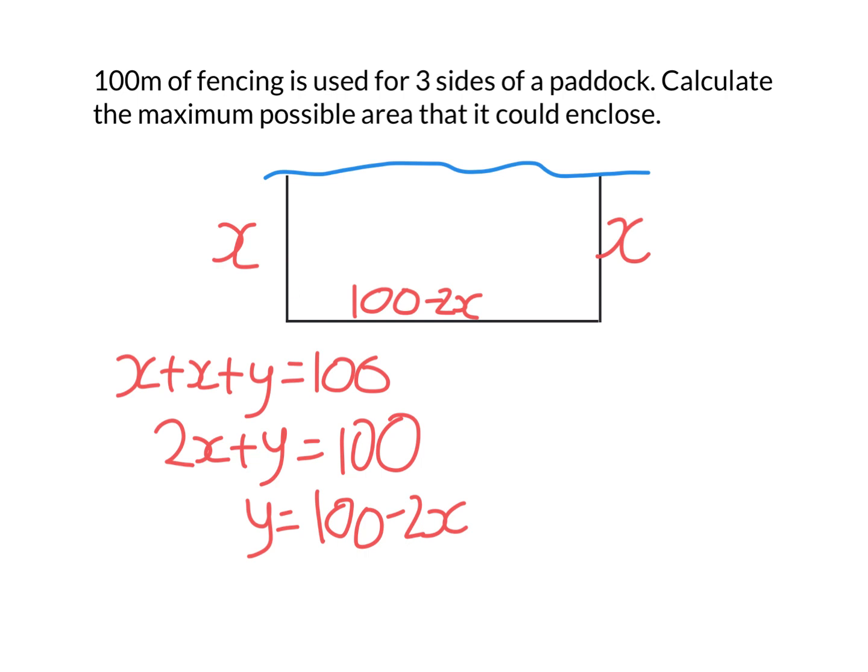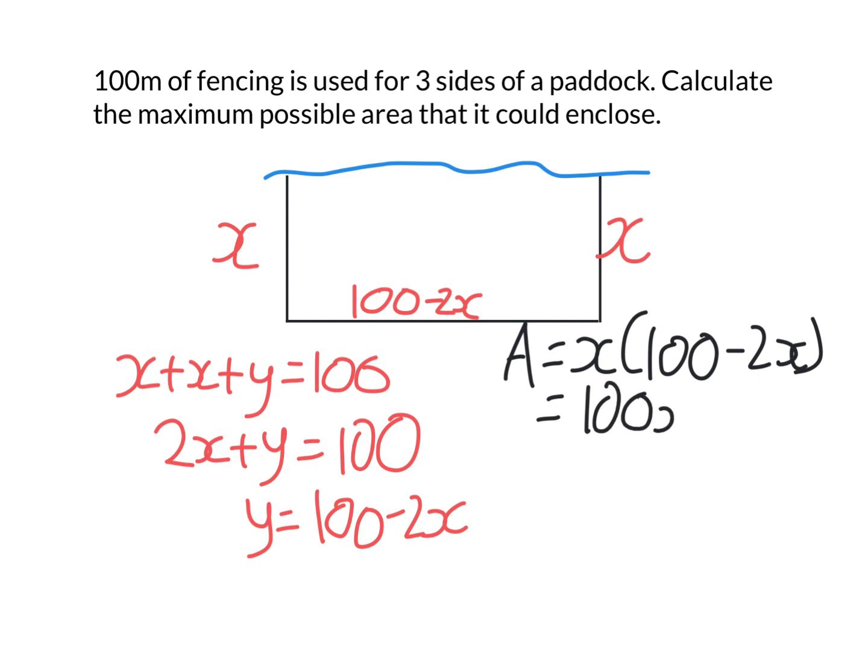So now we can come up with an expression for the area. The area is just going to be length and width multiplied together. So expanding that gives us 100x minus 2x squared. So we want the maximum possible area. This will have a maximum, because if I think about this as a parabola, the coefficient of x squared is negative, so it will be a frowny face. It will have one maximum y value, and that's what we want to find.